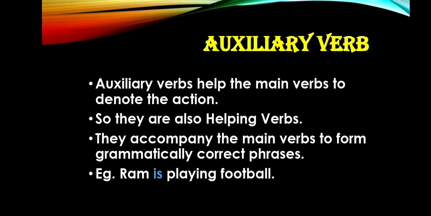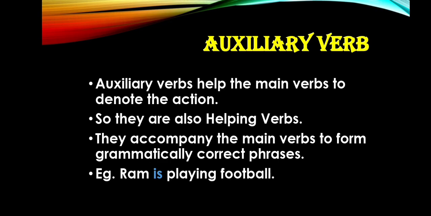The next main type of verb is auxiliary verb. We have seen that the main types of verbs are main verb and second is auxiliary verb. Auxiliary verbs help the main verbs to denote the action. See, what is the auxiliary verb? They are also called as helping verbs because auxiliary verbs help the main verbs to denote the action.